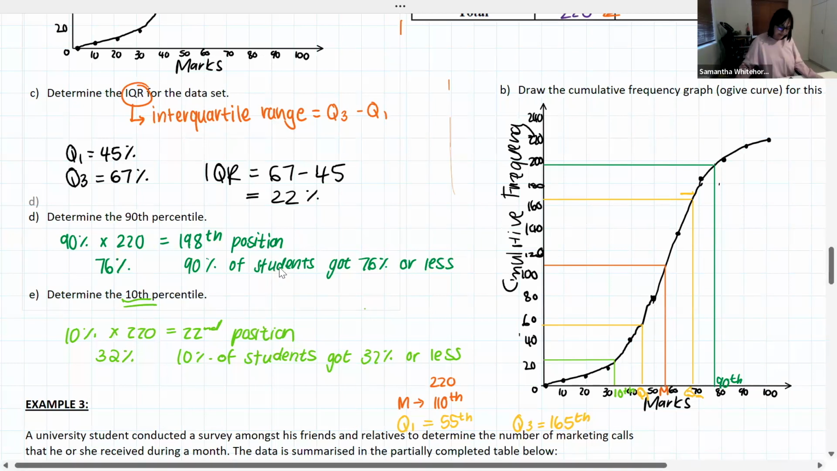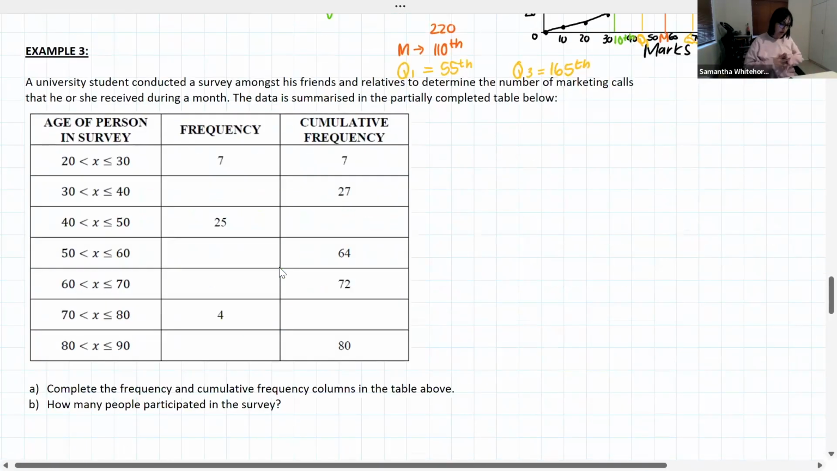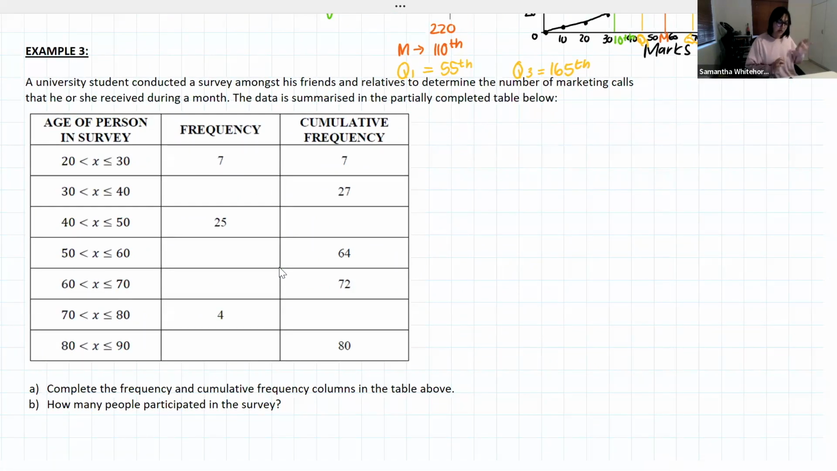Okay. So if we have a look at this one, a university student conducted a survey amongst his friends and relatives to determine the number of marketing calls that he or she received during a month. The data is summarized in the partially completed table below. This is one that we like to give as well, not because it's tricky, but because we panic and we forget what cumulative frequency is.